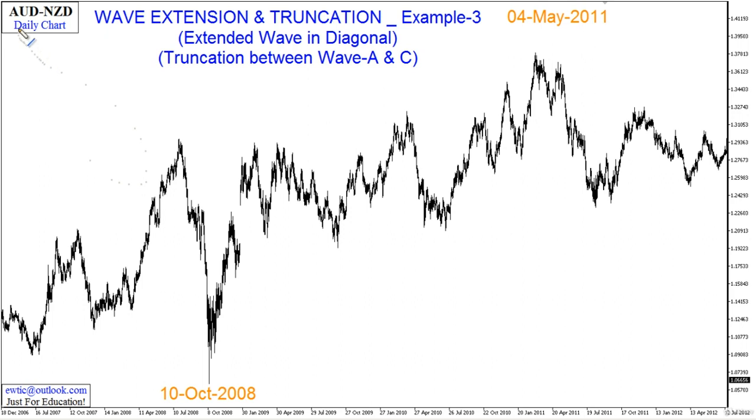This is the price chart of Australian dollar versus New Zealand dollar forex currency pair. The time frame is daily. We are having a look at this pattern that initiated on 10th of October 2008 and terminated on 4th of May 2011, right? What we have here is wave extension and truncation example number 3. In this example, we have an example of an extended wave in a diagonal. Also, we have an example of the truncation between wave A and wave C, right?